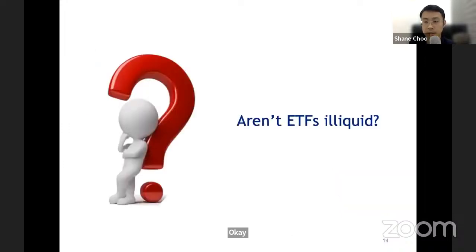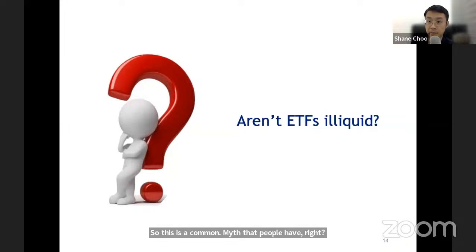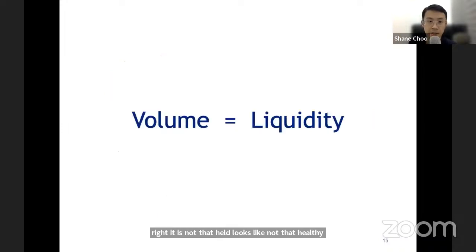So this is a common myth that people have, right? Aren't ETFs liquid? Because I look at the ETF price, it looks not that healthy, or a bit more ugly looking. There's not much volume. So just want to share with you that volume doesn't equal liquidity. Just because you don't see enough volume in the market doesn't mean that there's no liquidity for you. It's just that the transaction volume is very low.